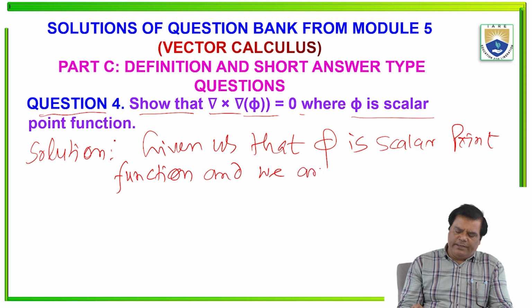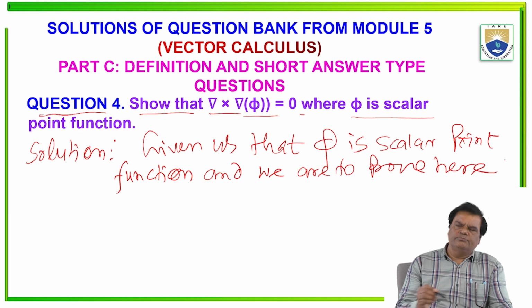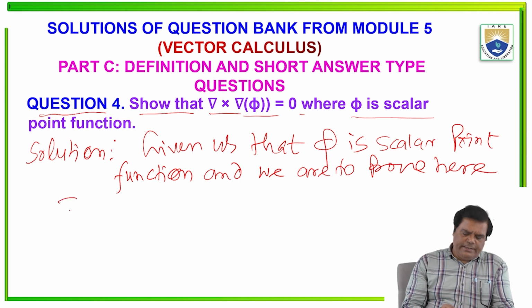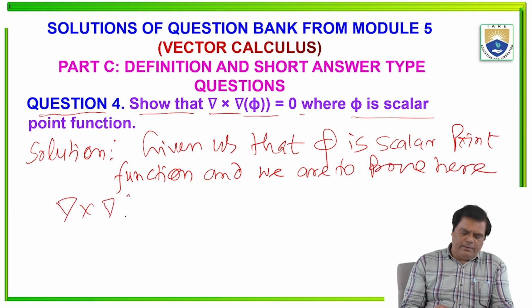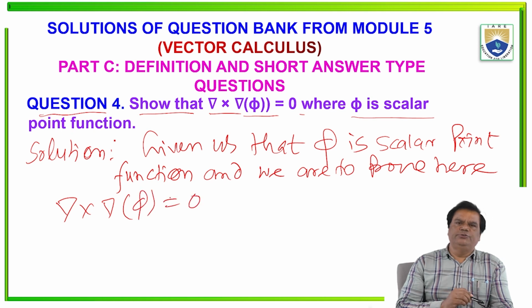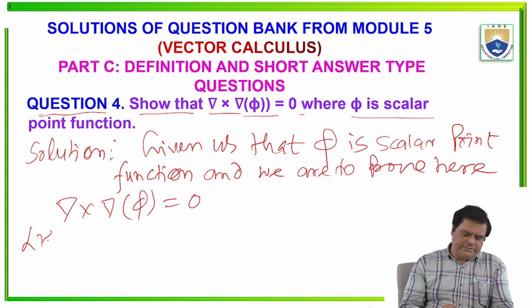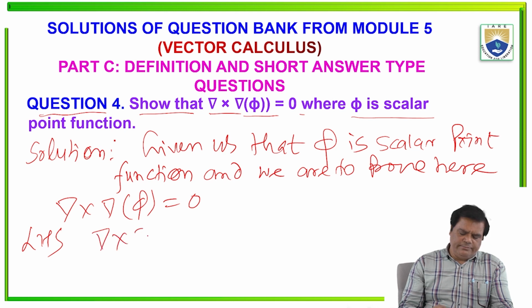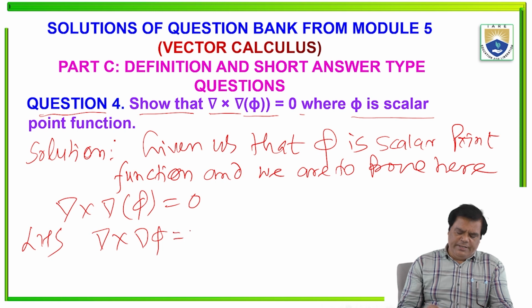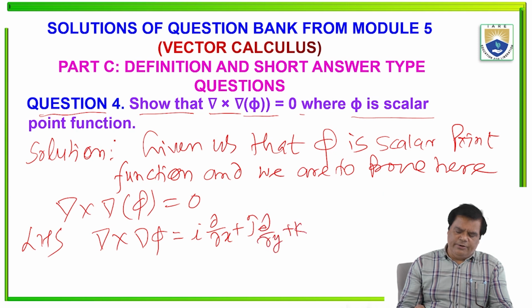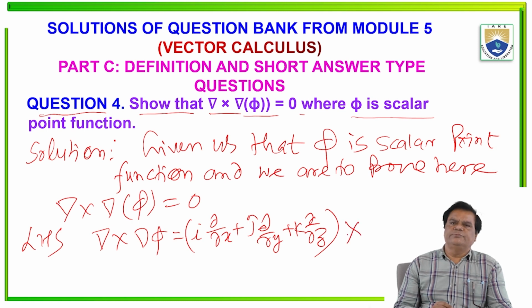We are to prove here del cross del of phi equals 0. So LHS: del cross del of phi. Del means i ∂/∂x plus j ∂/∂y plus k ∂/∂z. This is the del. And cross ∂phi.